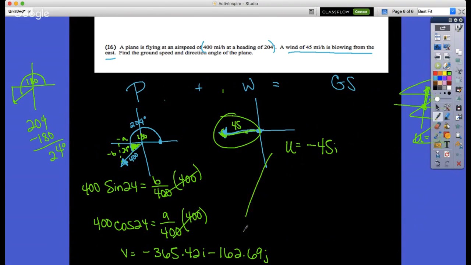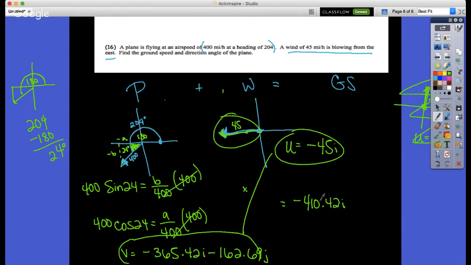So now in order to get my ground speed, I need to add these two together, the first vector as well as the second. When I add that together, the i's will be combined. So we're going to combine the i's together to get negative 410.42i. And then the j stays the same because there is nothing we need to subtract. This is our resultant vector when I add these two together. Now let's see what it says.